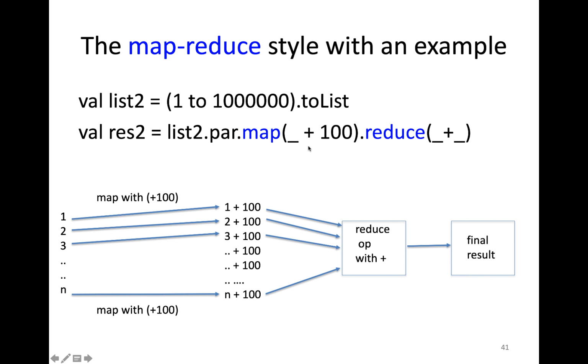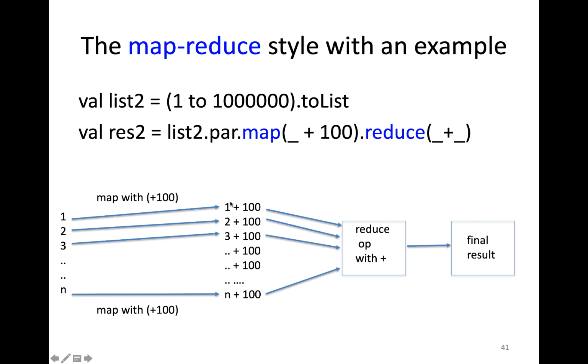Say we want to add plus 100 to each item. So we want to use a map with this anonymous function. Map will apply that anonymous function to each of them, which is displayed here, and that will be the first result, right? The result of the map, this part.